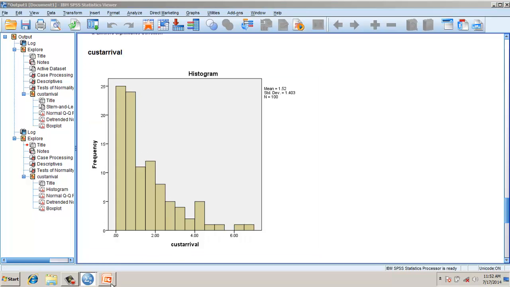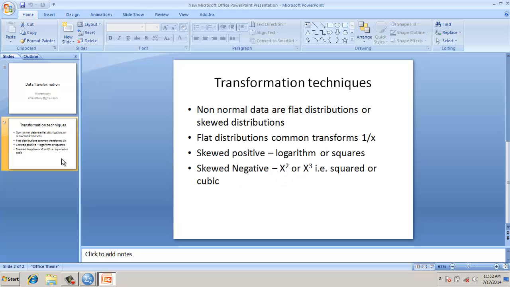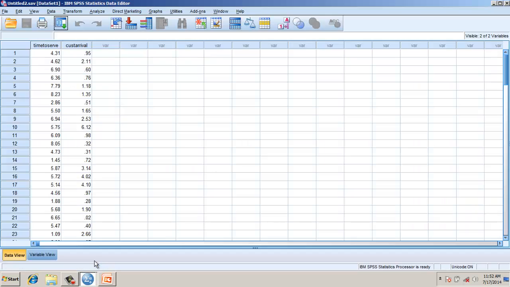Now, different methods of transformation of non-normal data are, in case the distribution is flat, we go for inverse transform, that is 1 by x. If it is positively skewed, we take a logarithmic transformation. If it's negatively skewed, we take a cubic or square transformation. Now let's check it. Does it work?